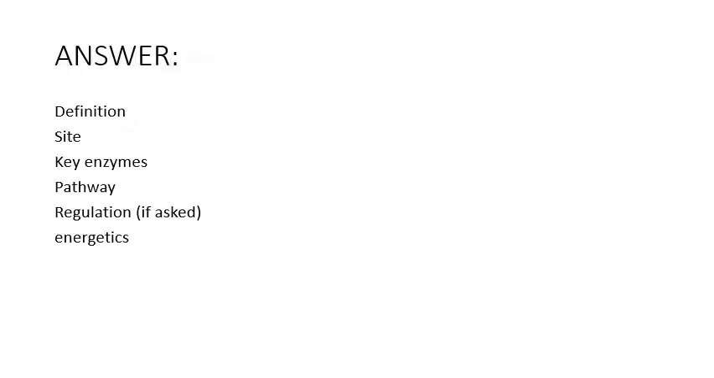So in your answer, it should have a specific definition. You should define what this glycolysis is. We know that glycolysis is the oxidation of a glucose molecule into pyruvate aerobically, and anaerobically it will be converted into lactate. That is the definition. Then where does it occur? That means the site, the organs and subcellular organelles. Site means almost all the cells, glycolysis occurs in almost all the cells, and the subcellular site is the cytoplasm.